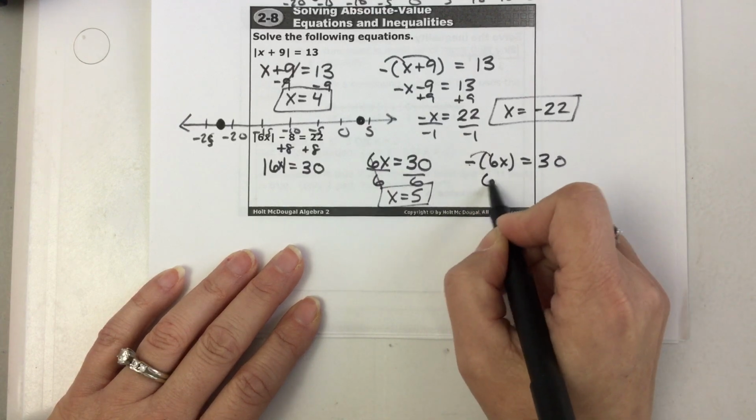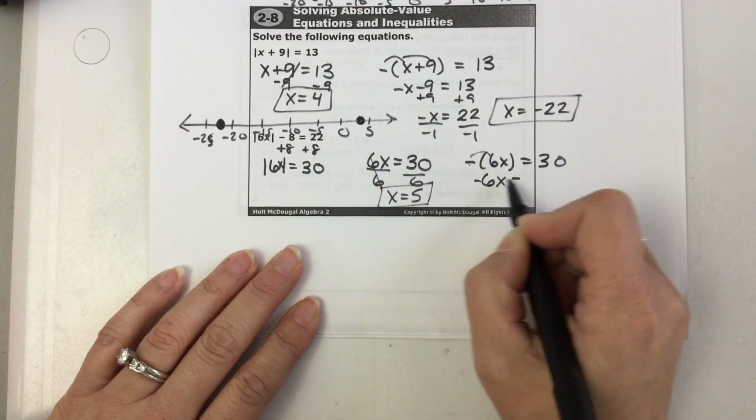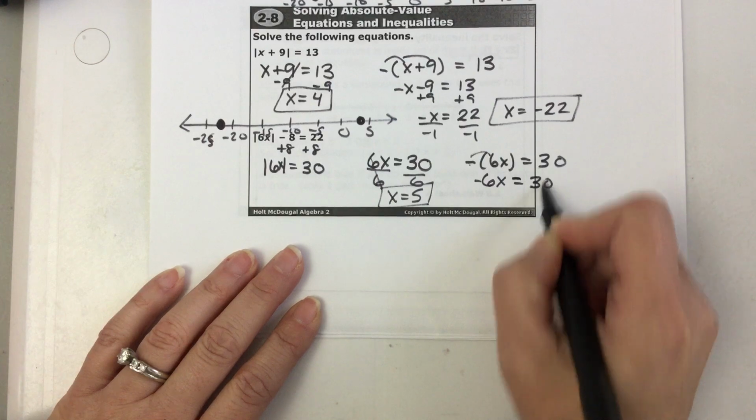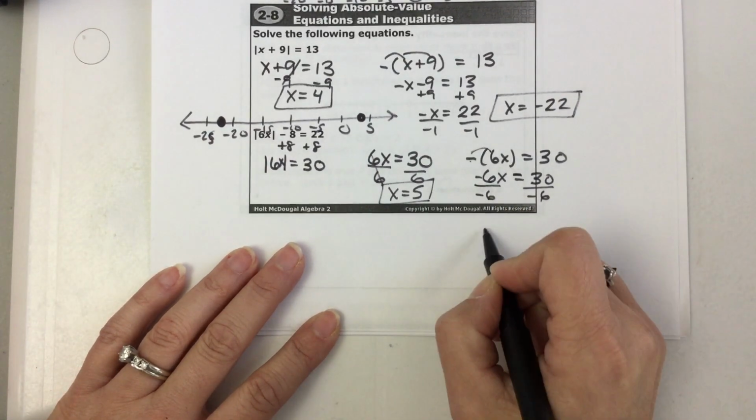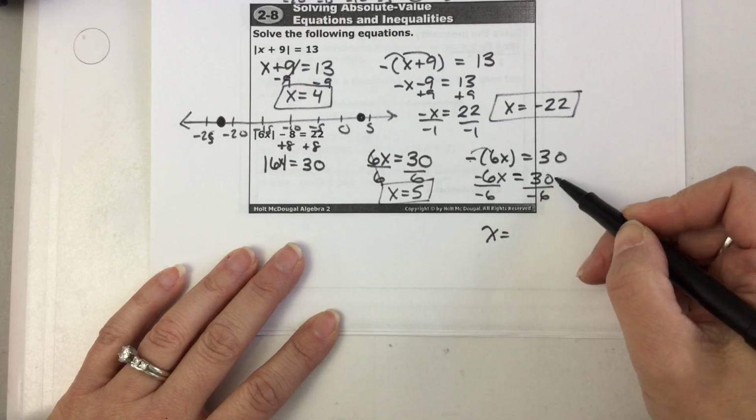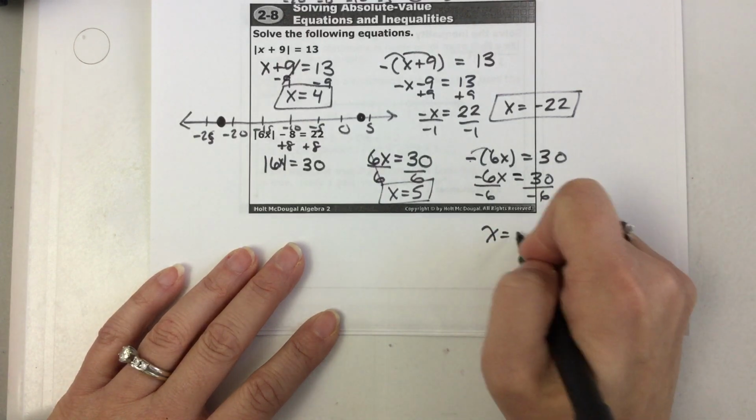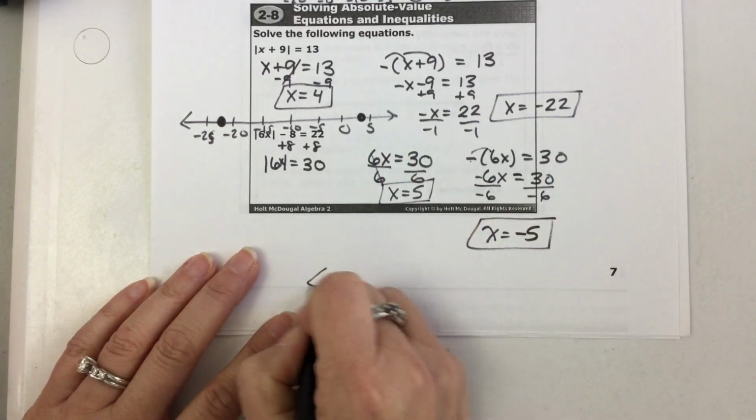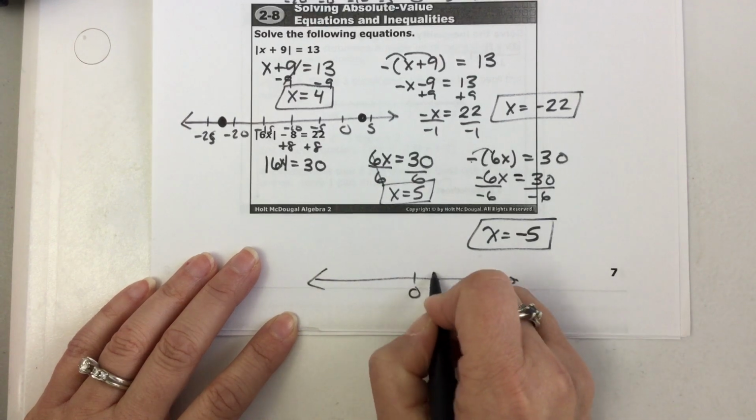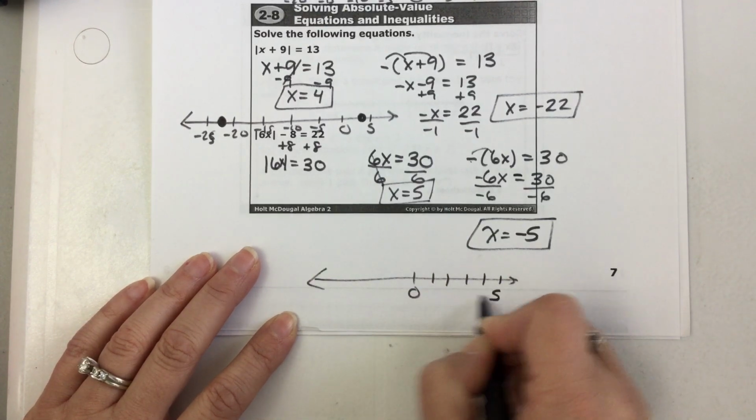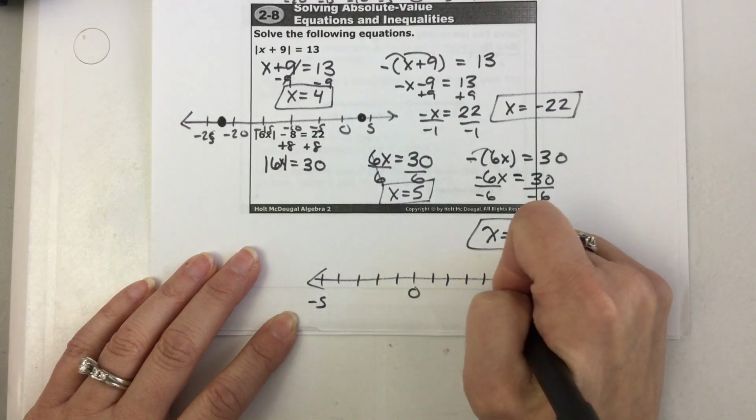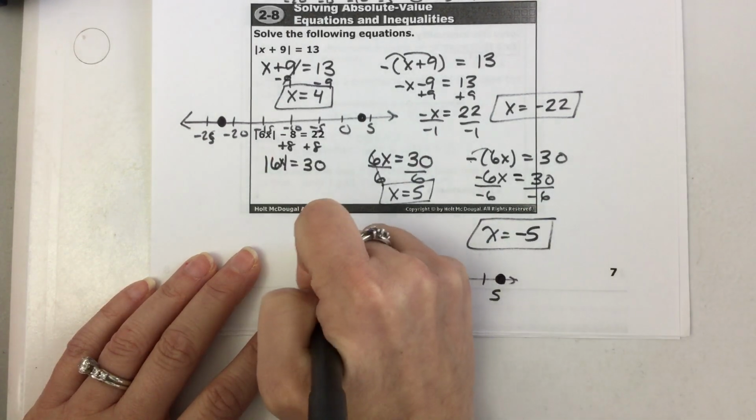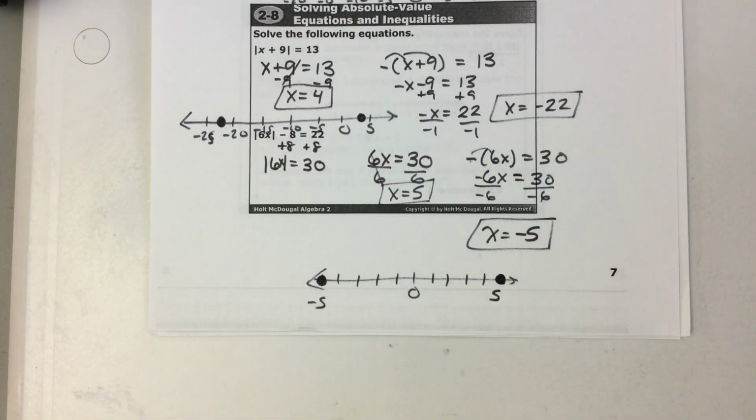Multiply negative 1 times 6x is negative 6x equals 30. To solve for x, divide both sides by a negative 6. Positive 30 divided by negative 6 is negative 5. So I have 0 in the middle, 1, 2, 3, 4, 5, and 1, 2, 3, 4, 5 to the left. It's equals, so it's a filled in circle on 5, a filled in circle on negative 5, and we're done.